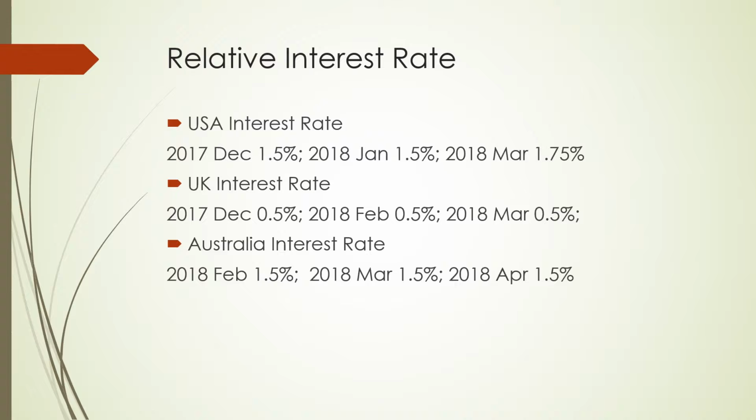The Australian central bank is the Reserve Bank of Australia, and the cash rate, which is the overnight money market interest rate, is set by the RBA. Based on the RBA cash rate meetings in February, March, and April, the committee decided to maintain the cash rate at 1.5% unchanged. In conclusion, the UK and Australia's rates remained unchanged during the last several months, and the USA central bank interest rate increased by 0.25% in March, which has a positive influence on USD's intrinsic value.